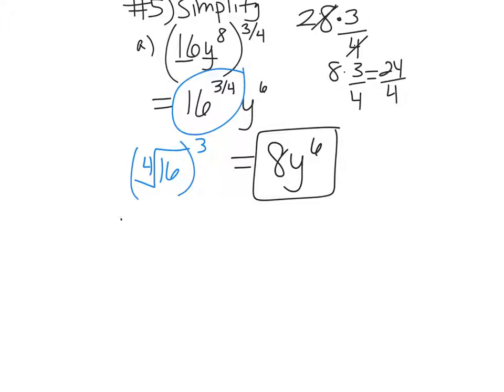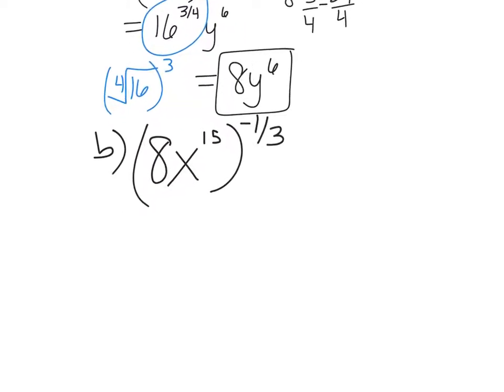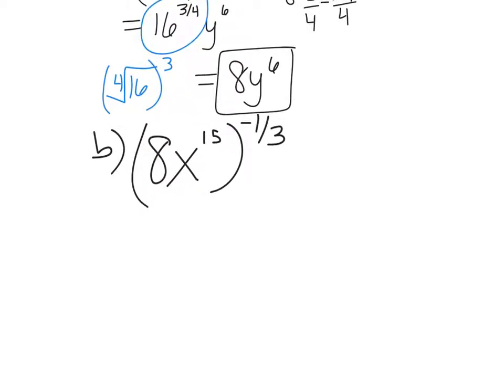All right, let's do some more. B. Let's try this one. 8x to the 15th, all of that to the negative 1/3. Okay, I'm going to throw some negatives in. We're going to get some fractions. We're going to get all kinds of things. Super exciting. All right, so do the same thing you did in the last one.